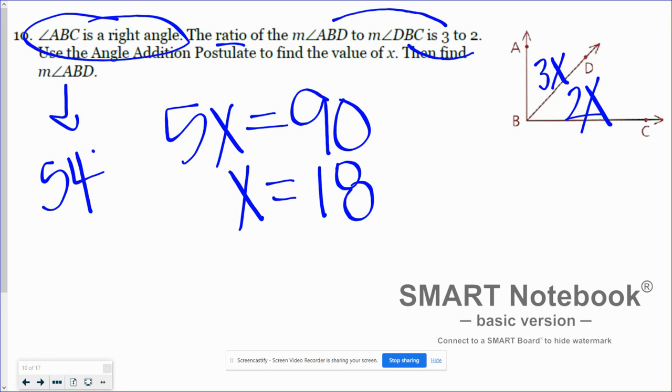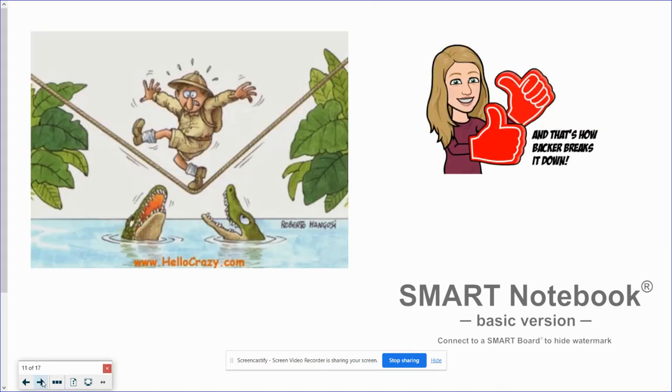So there you have it, angles and their measures. We went a little bit beyond acute, obtuse, and straight. We talked about restrictions and the angle addition postulate.